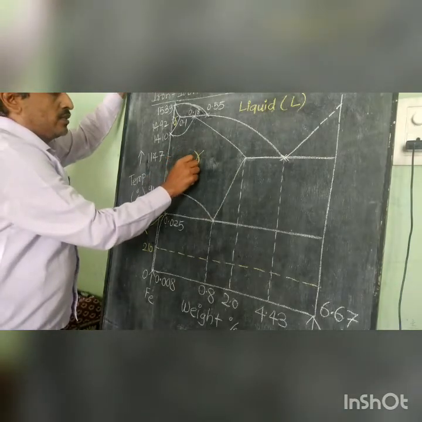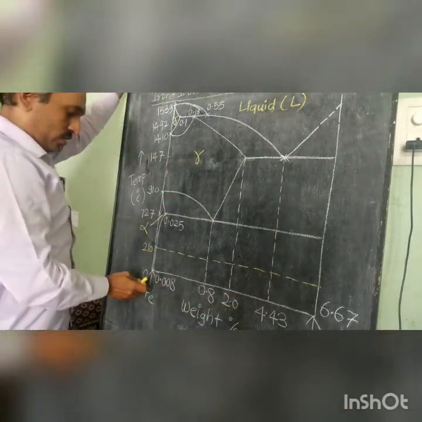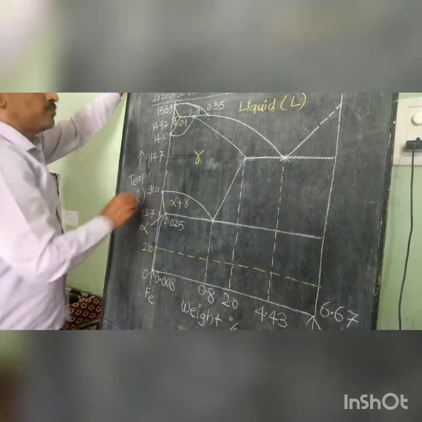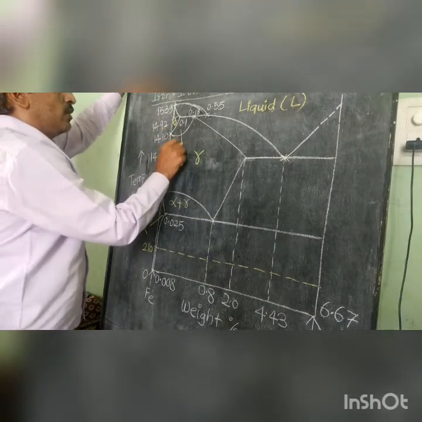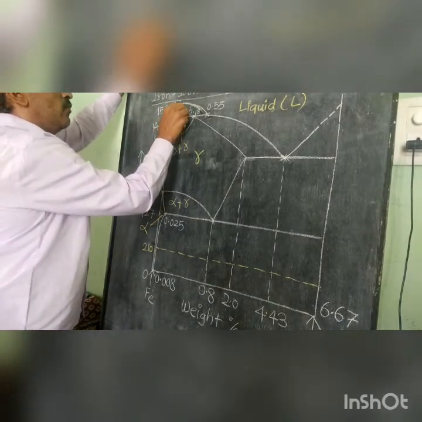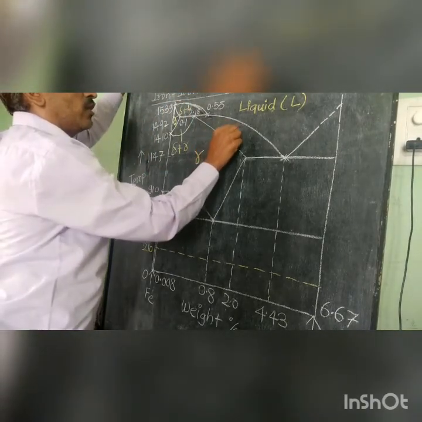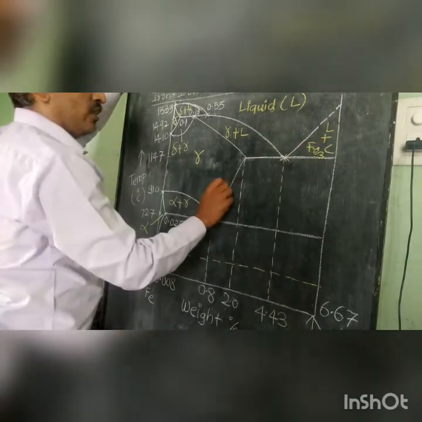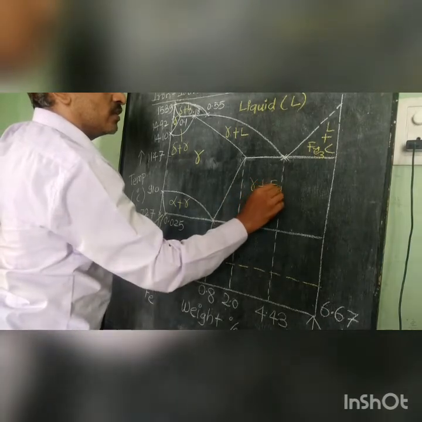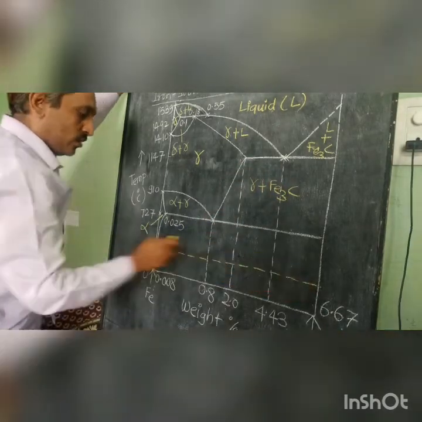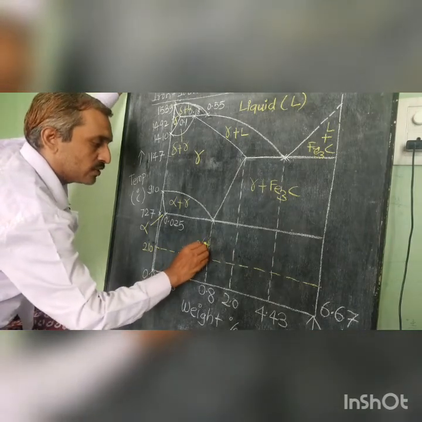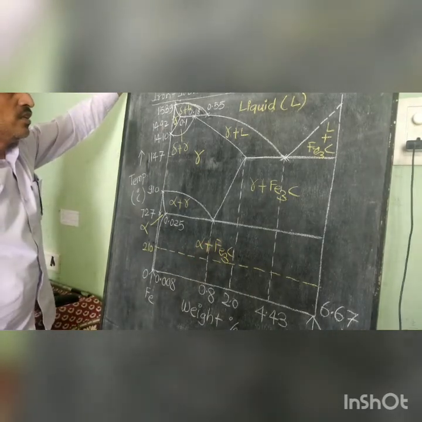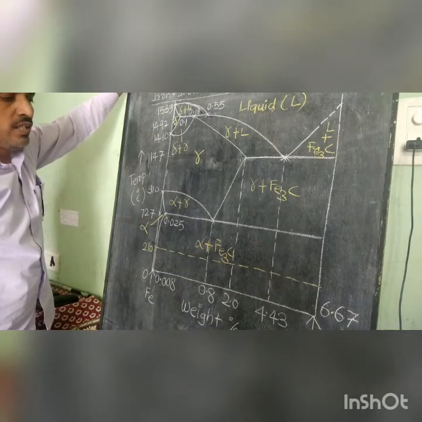Once we write these phases, this is Fe3C we know, this is pure iron. Then the phase present here is alpha plus gamma. Phase present here is delta plus gamma. Here is delta plus liquid. Here is gamma plus liquid. Phase over here is L plus Fe3C. Phase here is gamma plus Fe3C. This region is alpha plus Fe3C. This is how we draw the iron carbide equilibrium diagram.